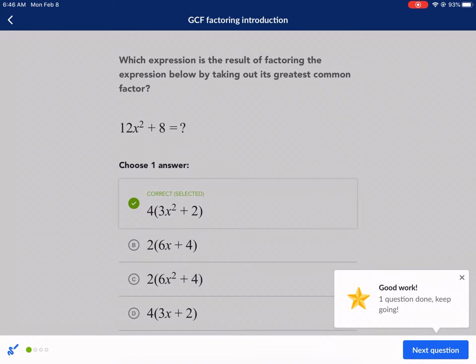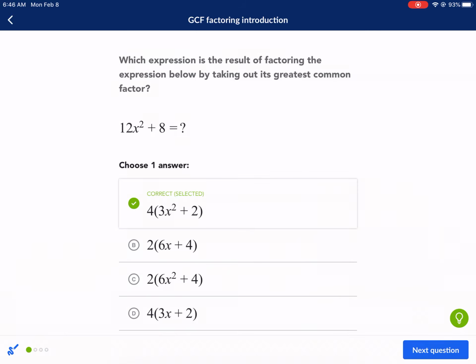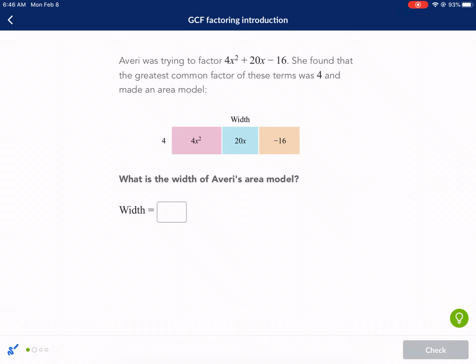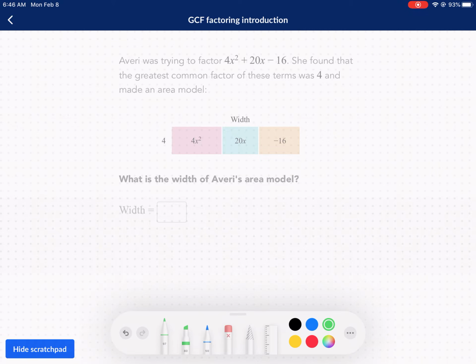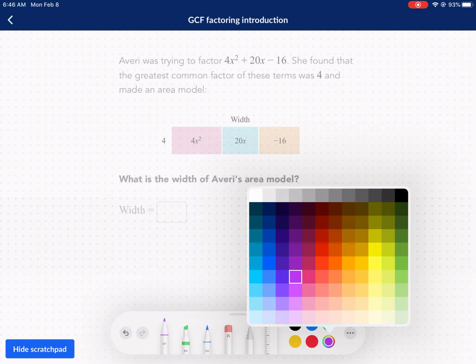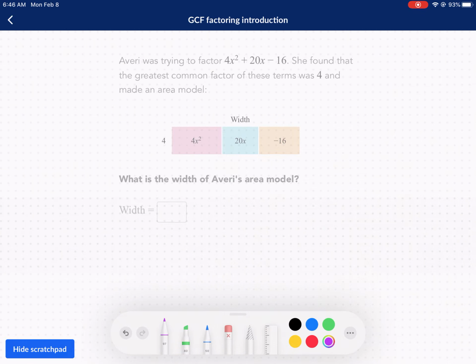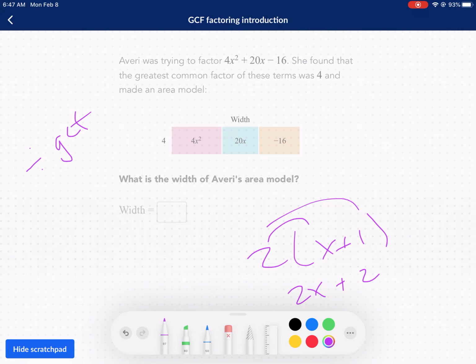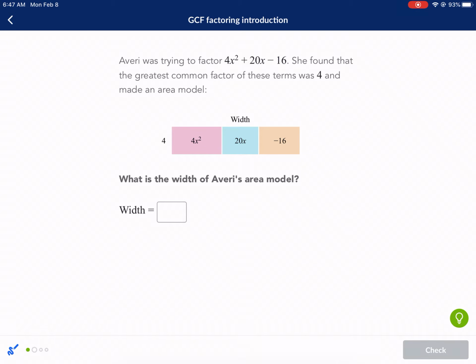Factoring is going in the reverse of distributing. To distribute, we multiply. Just a quick example: when we distribute 2 times x plus 1, we multiply and get 2x plus 2. So if we're going to factor, we have to go in reverse. We divide by the GCF. Divide by the GCF to factor. Okay, let's move on to the next example.